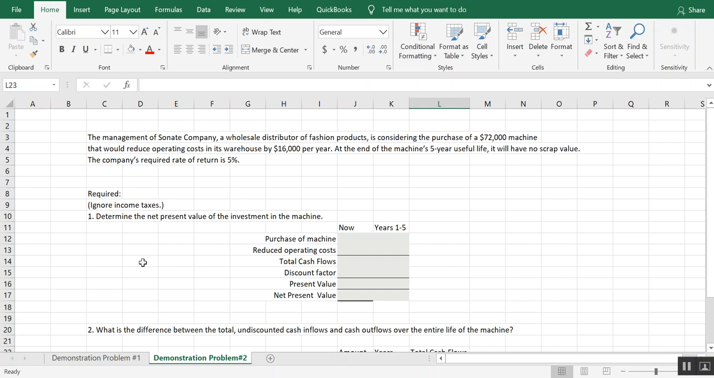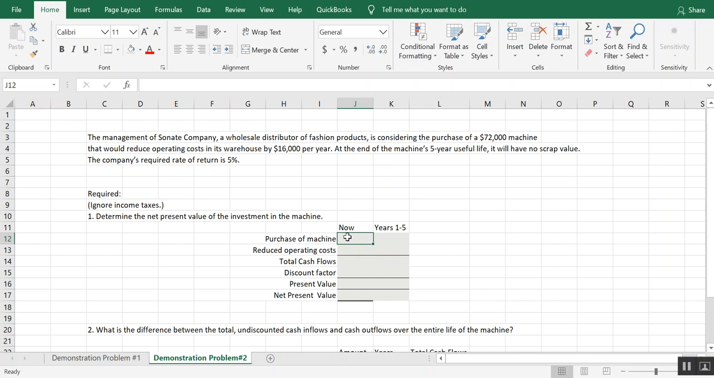And so we want to look at this example in this problem and identify how we would do this here. So the management of Sonati Company, a wholesale distributor of fashion products, is considering the purchase of a $72,000 machine that would reduce operating costs in its warehouse by $16,000 a year. At the end of the machine's 5-year useful life, it will have no scrap value. The company's rate of return is 5%. So they're going to purchase the machine right now.